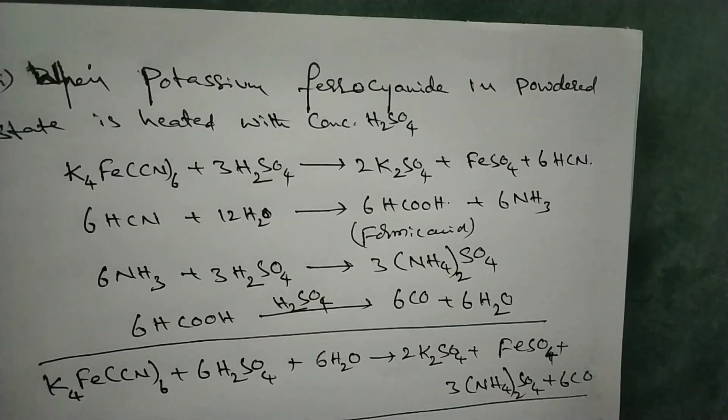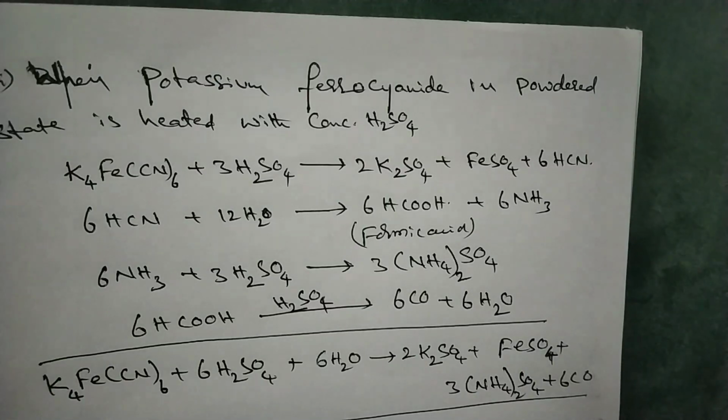Another preparative method for carbon monoxide: potassium ferrocyanide reacts with sulfuric acid plus water. Here potassium sulfate, ferrous sulfate, ammonium sulfate and carbon monoxide are formed.